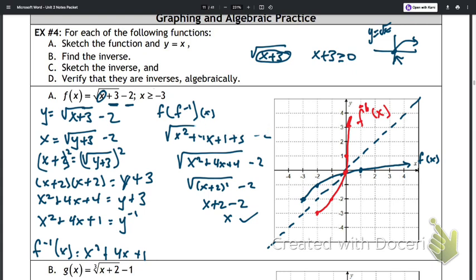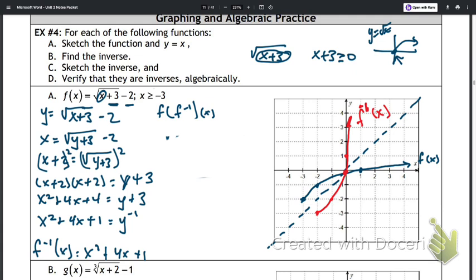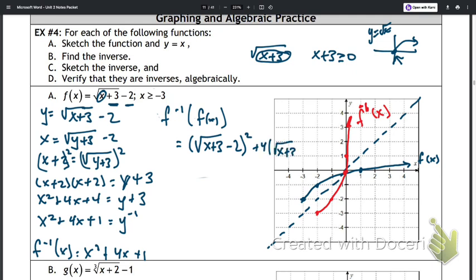Then if you go the other way, so now I'm going to go f negative 1 of f of x. So now I'm plugging in the f of x equation into the inverse equation. So we'll get that square root of x plus 3 minus 2, that whole thing squared, plus 4 times that, plus 1.